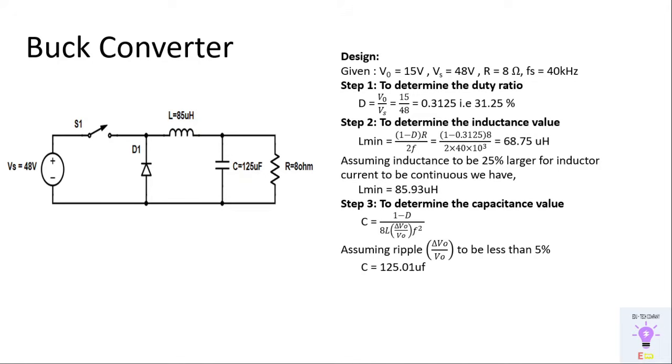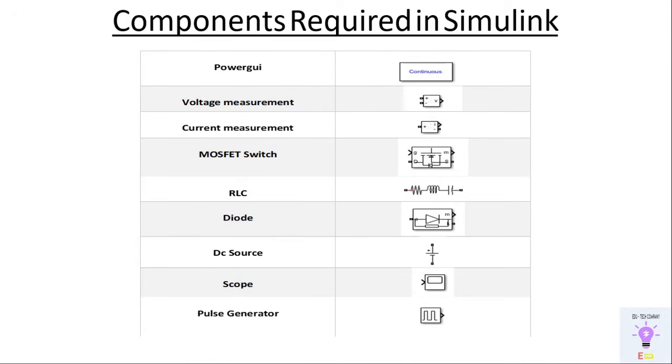The next step is to determine the capacitance. So we have assumed a ripple of about 5% and we've calculated using the given formula. So once this is done, let's get started with our MATLAB. In MATLAB, we basically need all these blocks before we get started. So have this handy. So let's go to MATLAB.